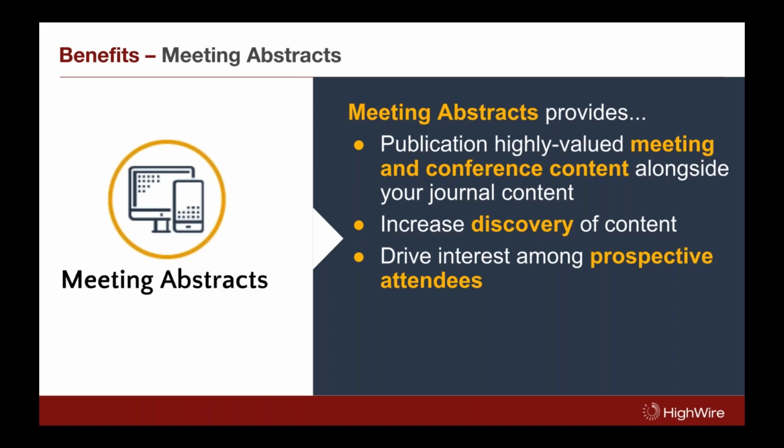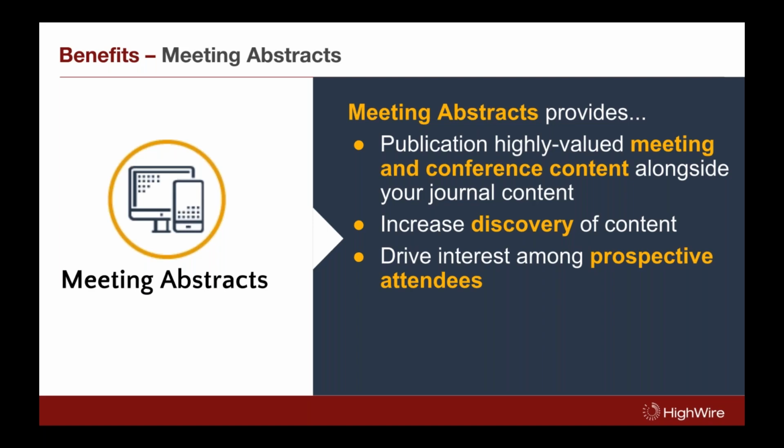Meeting abstracts provides a publication of highly valued meeting and conference content alongside your journal content. So any type of abstracts that you're going to be publishing for a conference can be published within your JCore journals. Really, the goal is to increase discovery of content so that they can be preserved and discovered over time, as well as to be able to drive interest among prospective attendees in the future.